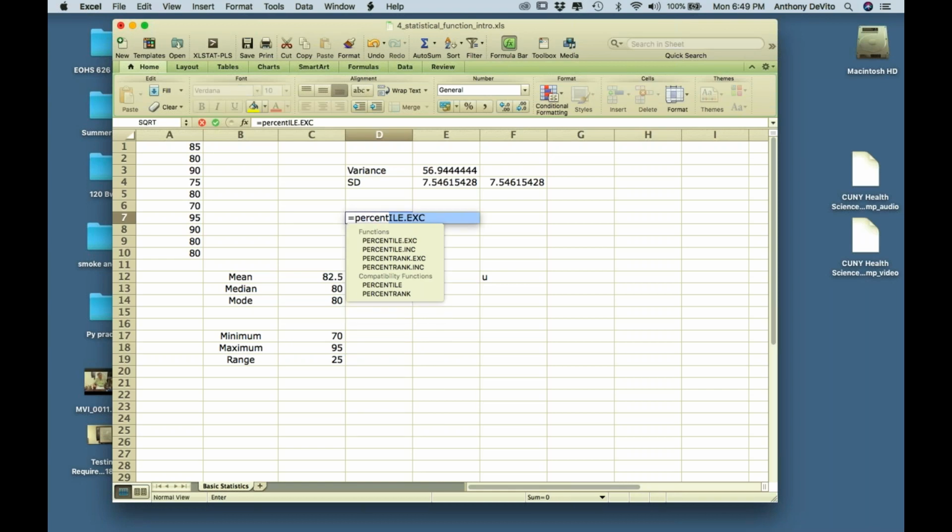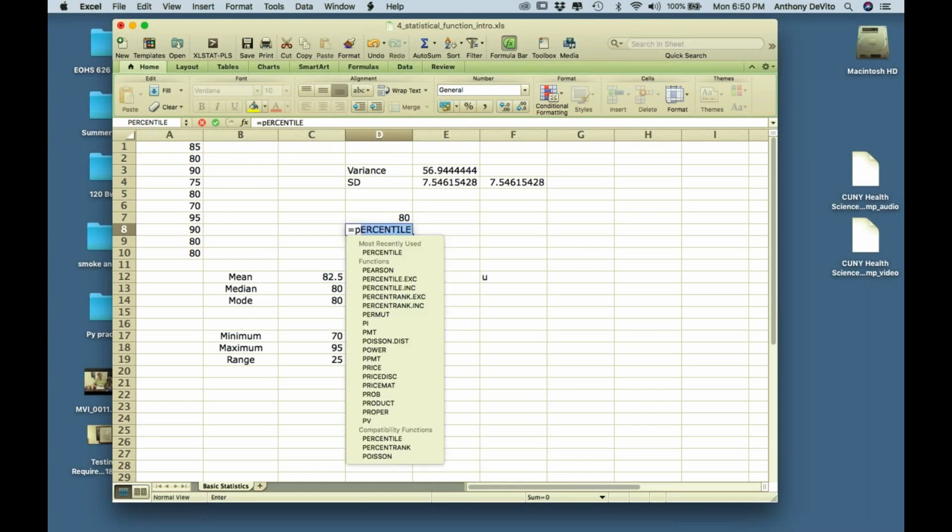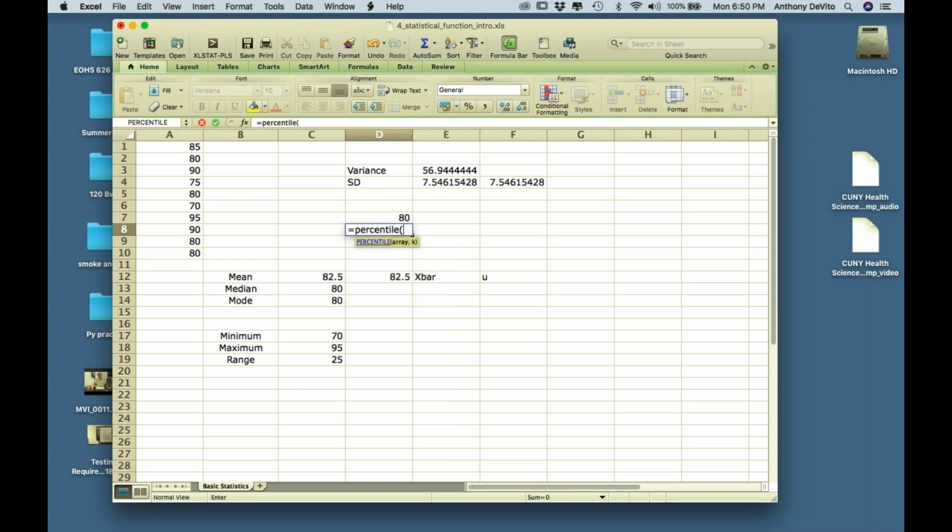Let's see if I can calculate that. Equals percentile, parentheses, and now it's asking me for the array, the range of numbers I'm interested in, comma, and K represents the percentile, 0.25. I'm going to hit enter, and the 25th percentile is 80. Right, so I know where to draw the bottom of that box. So what about the 75th percentile, which would be the top of that red box? That's going to be equal to percentile, parentheses, and array is going to be this group of numbers here, comma, 0.75 for the 75th percentile, and that's going to be 88.7.